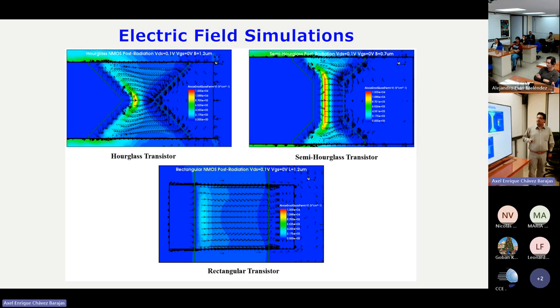We are also making simulations of the electric field of the devices. Here are simulations of the channel. As we can see, compared to the rectangular transistors, the Hall-less and semi-Hall-less have a curvature of the electric field in the channel, and this curvature can be seen here at the angle of the channel. Also, they have a peak magnitude of the electric field at the center of the devices. With this, we can see that the electric field is taken away from the edge of the devices, and it is concentrated only in the center of the device.